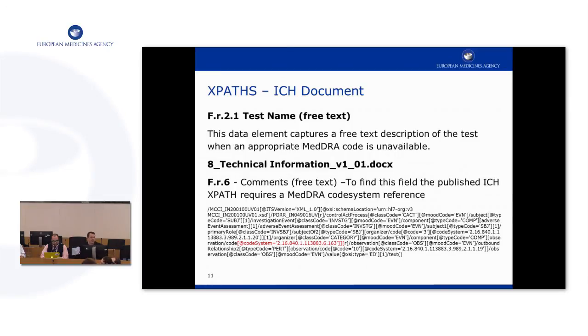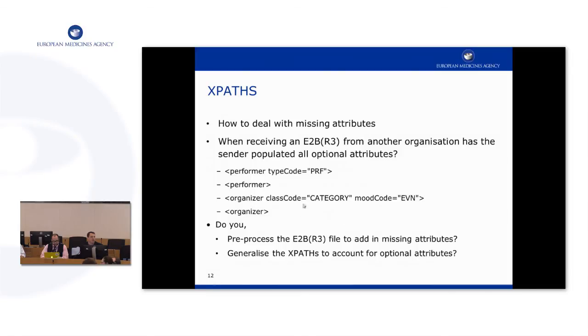So again, this XPath would not find data underneath this element because it's expecting this. So the question to you: do you pre-process the UTB-R3 file and add in all the missing attributes? That's one way you could do it. Or the other option is to generalize the XPath to account for optional attributes that won't always be present, depending on who you're exchanging data with. I would probably go for the latter because it's simpler to implement.